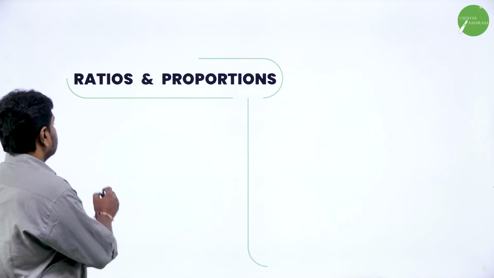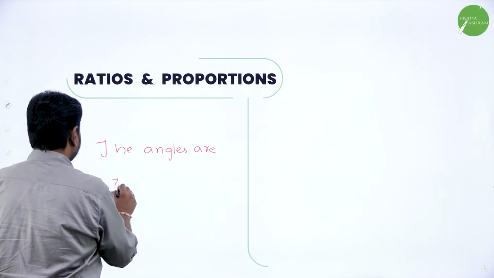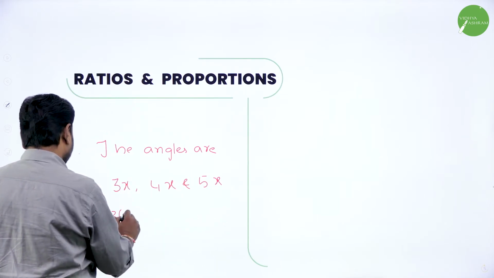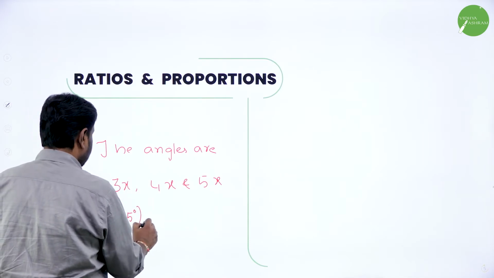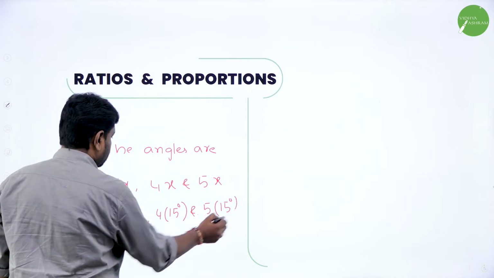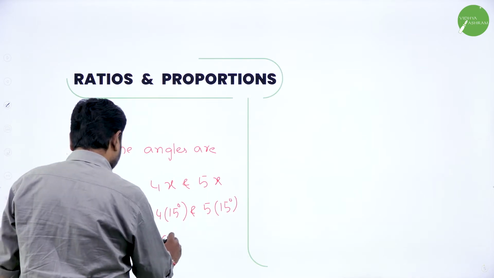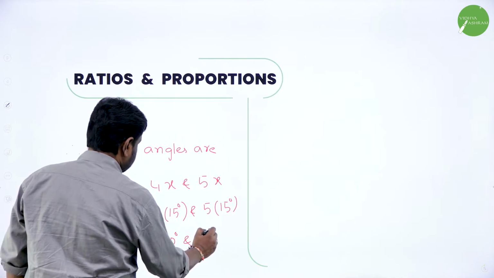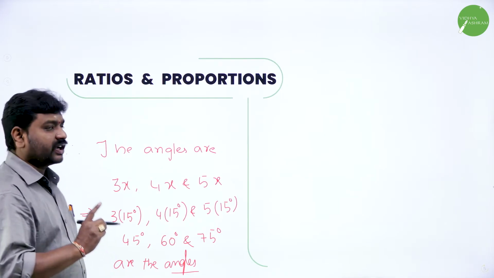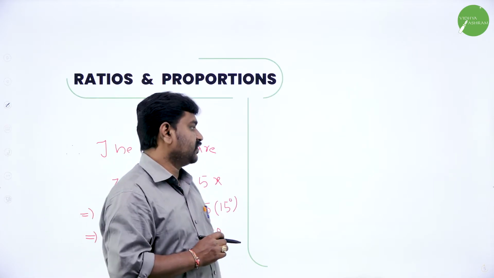Now they're not interested in x. They want to find the angles. So therefore the angles are 3x, 4x and 5x. That is 3 into 15 degrees, 4 into 15 degrees and 5 into 15 degrees. That is 3 into 15 is 45 degrees, 60 degrees and 75 degrees are the angles. I hope all of you got this. Sum of the angles in a triangle is how much? 180 degrees. That is a basic.